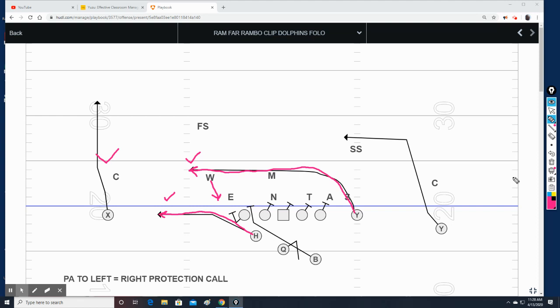1, 2, 3 receivers to the left side on a play that started with everybody on the right. And so understand that your protection is critical in order to make sure that this play gets off. So look at what we're facing here. This guy walks up right here. There's no guarantee he's going to cover that Y. He may very well come off here.